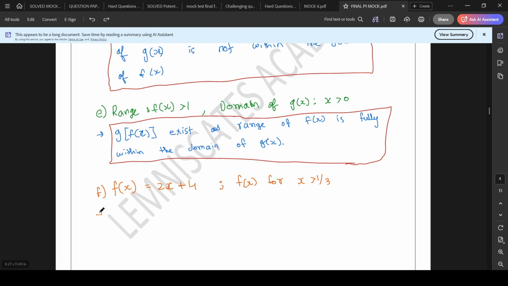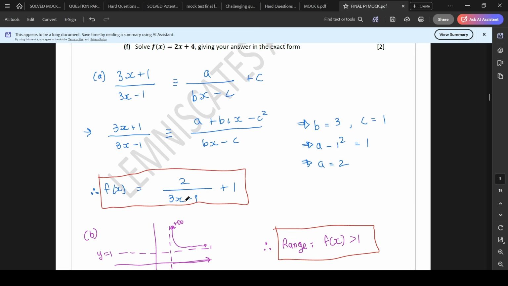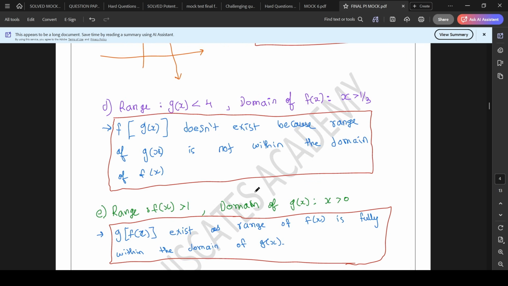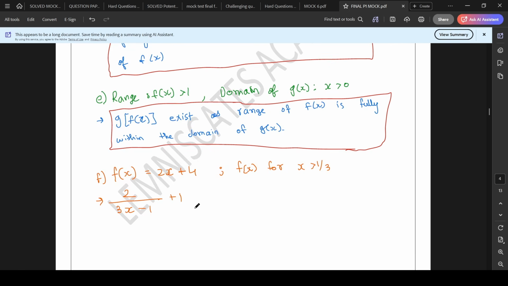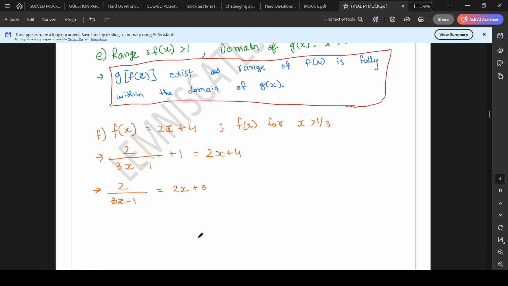So let me go ahead and try to solve this. I know that this is 2 by 3x minus 1 plus 1. I'll compare 2 by 3x minus 1 and plus 1. Now this is equal to 2x plus 4. So of course this is the same as writing 2 by 3x minus 1 is equal to 2x. What is 4 minus 1? It is 3. And now I'm going to multiply my 3x minus 1 with 2x plus 3. So it is going to become 2 times 3x minus 1 times 2x plus 3.